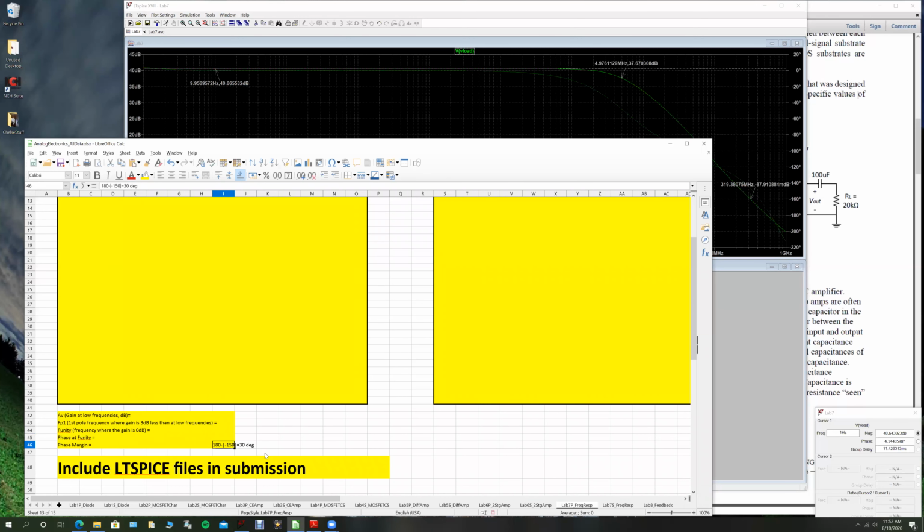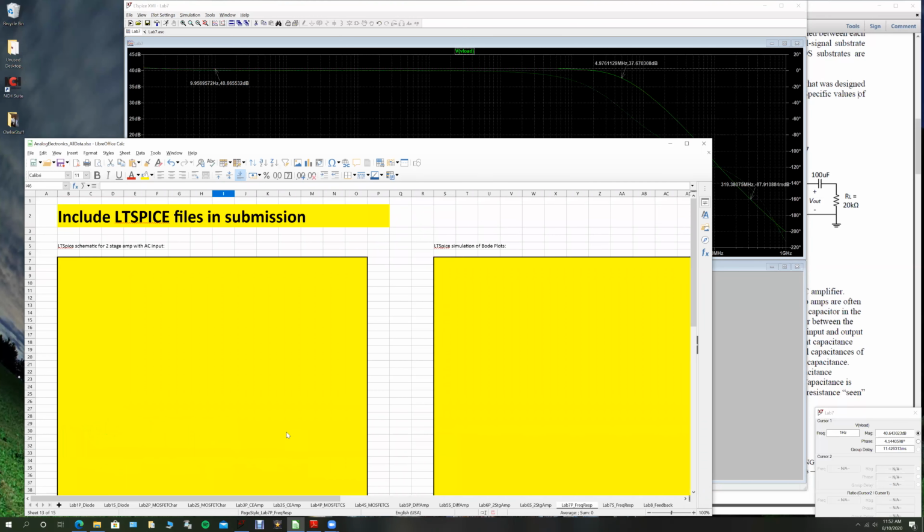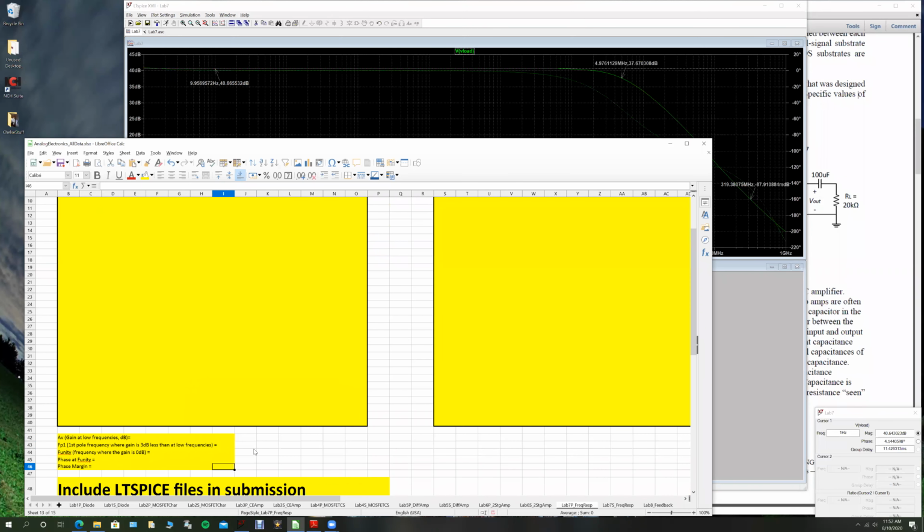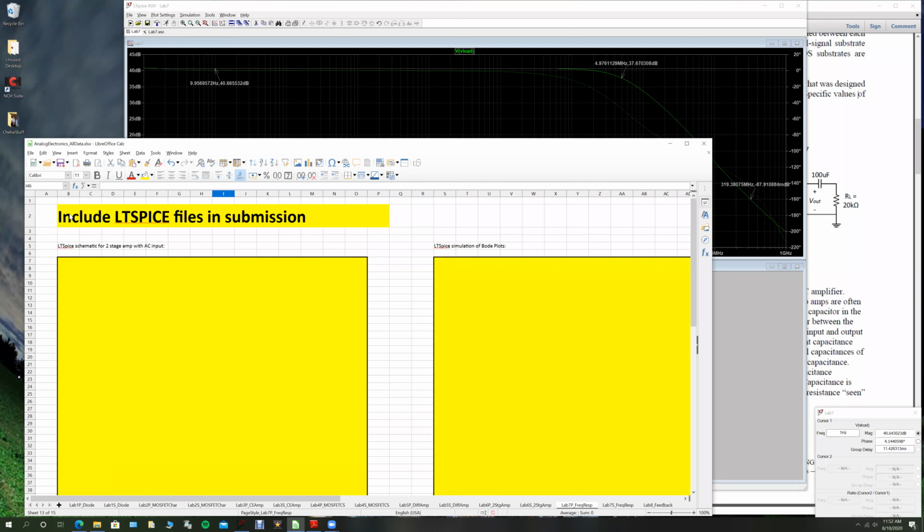And those are the only things you got to measure for this lab. So once you've done that, you want to upload these pictures and these measurements along with your LTspice files to the My Courses Dropbox, and you'll be good to go for this lab.